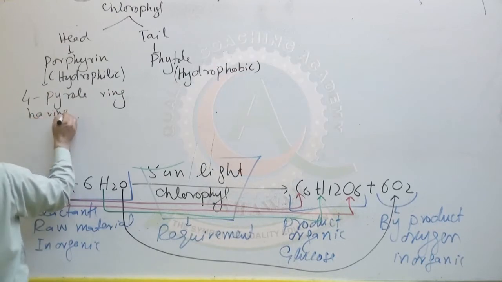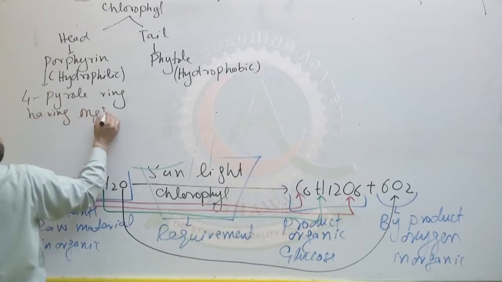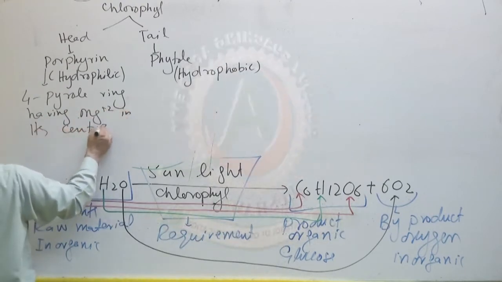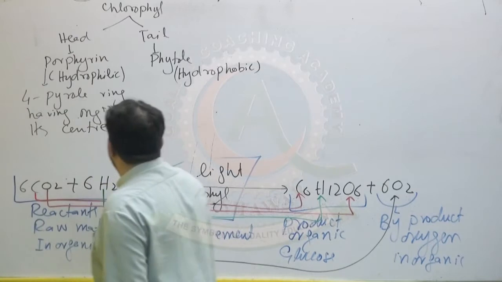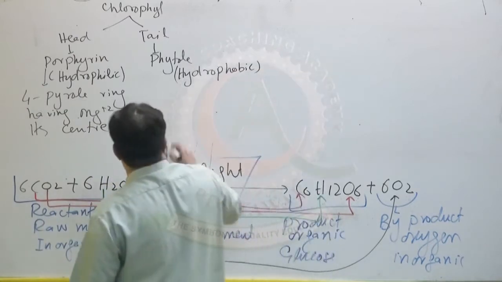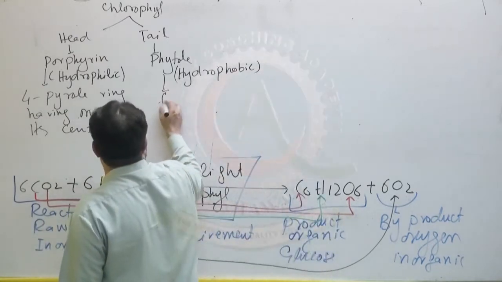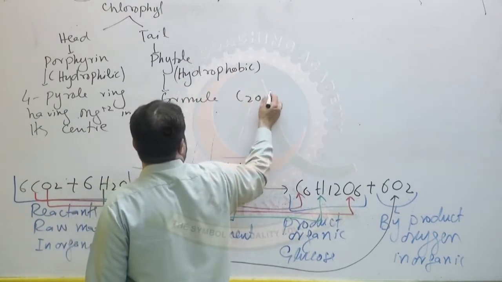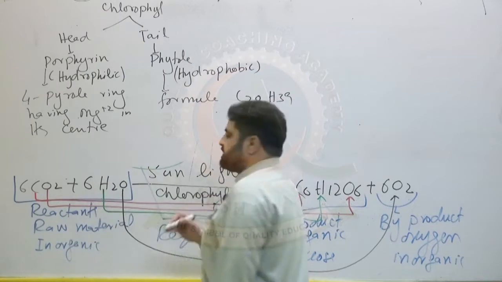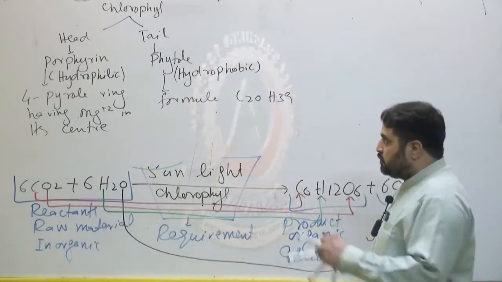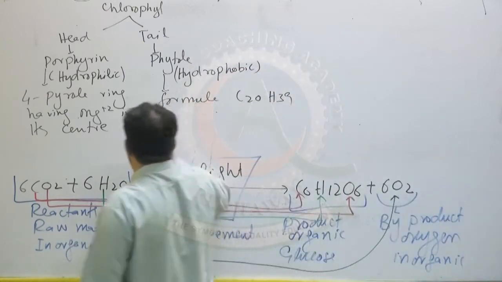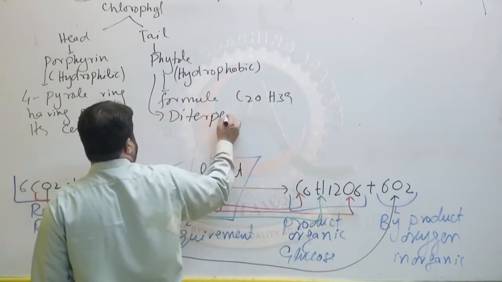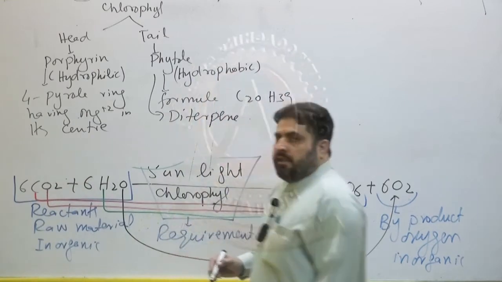Second, porphyrins are made up of 4 pyrrole rings having a magnesium ion in the center. While this phytol, which is hydrophobic in nature, has the formula C20H39. By nature, phytol is a diterpene.